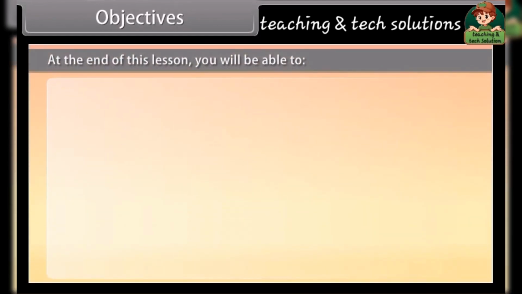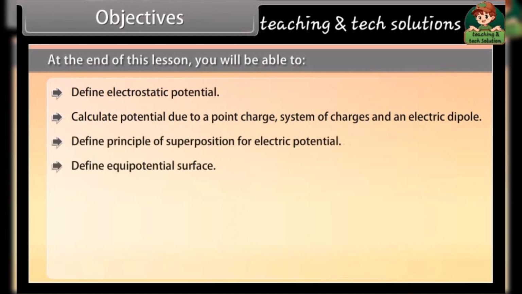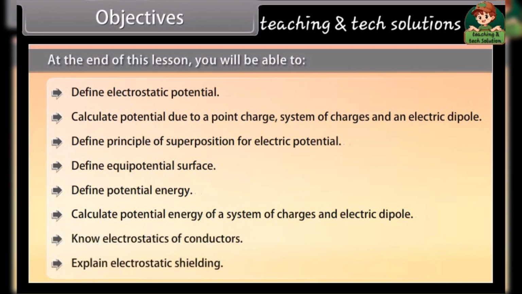Objectives. At the end of this lesson, you'll be able to define electrostatic potential, calculate potential due to a point charge, system of charges and an electric dipole, define principle of superposition for electric potential, define equipotential surface, define potential energy, calculate potential energy of a system of charges and electric dipole, know electrostatics of conductors, explain electrostatic shielding.